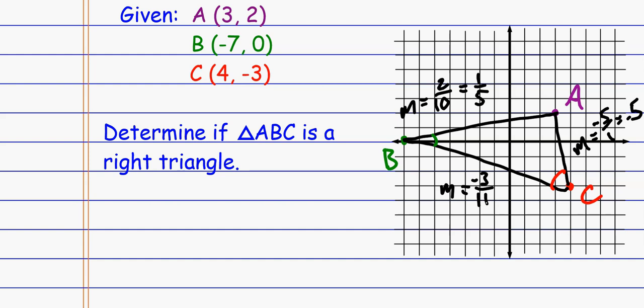So now I just want to know, hey, is BA perpendicular to AC? And the answer is yes, they're opposite reciprocals. So if they're perpendicular, it means that this guy right here is a right angle, which means this is a right triangle. So yes. Okay? But again, we're using the idea of parallel and perpendicular lines. We're plotting them on our Cartesian coordinate plane, and now we can make determinations about the shape that's been created. All right?